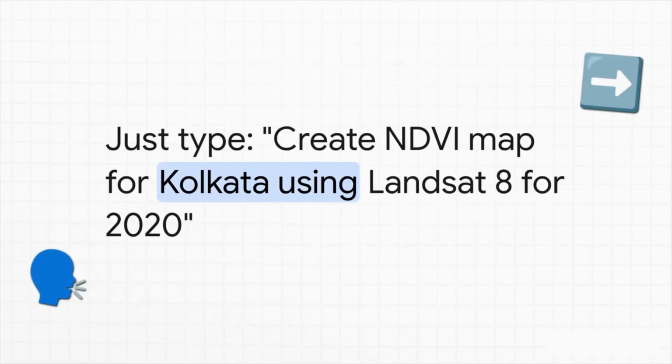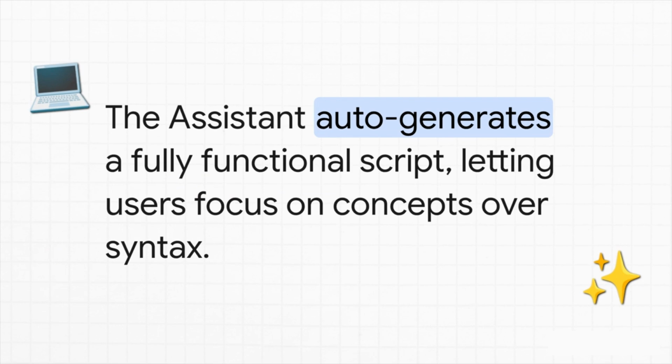And this is where the magic happens. The whole process becomes incredibly simple. You don't need to memorize complex commands or function names. You just write what you want. You can literally ask it to create an NDVI map for Kolkata. That's just a way to measure plant health from space, and it knows exactly what you mean. And just like that, the assistant does all the heavy lifting for you, spitting out a script that's ready to go. This is a huge shift, right? It means you get to focus on the science, the what and the why, while the AI handles the nitty-gritty of how to code it.